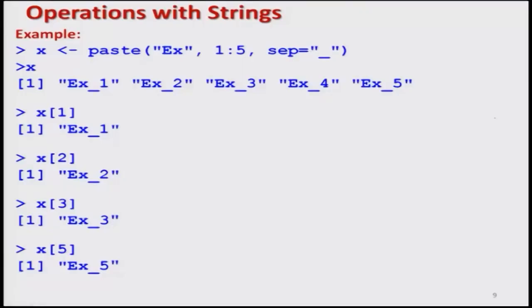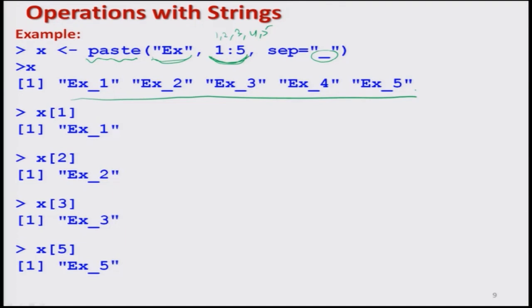I am using a paste function, in which I have one string, say exercise, and briefly I am writing EX. This is a character. And then I am writing a sequence 1 to 5. There are five numbers here, 1, 2, 3, 4 and 5. And then I am using a separator which is underscore. Now, first we try to look at the outcome and then I will explain what is happening. If you see the outcome, it is like this.